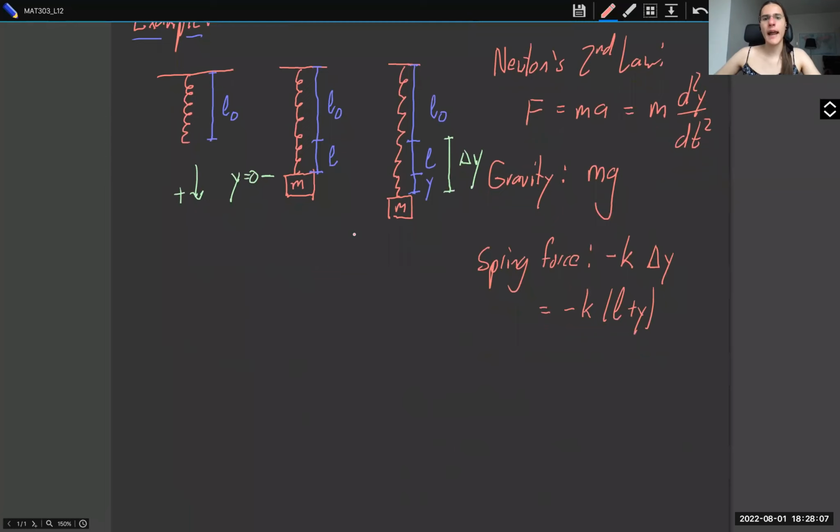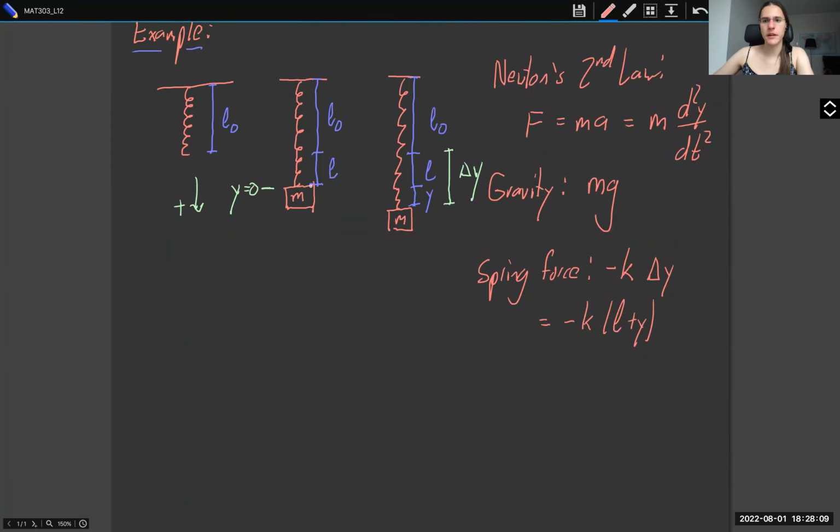Now, what happens is that in the equilibrium position, there's no acceleration. It's just going to sit there. So in that situation, the force has to be 0. So at equilibrium, we have a equal to 0, which implies that F is equal to 0, which tells us that if we take the sum of these two forces, mg.